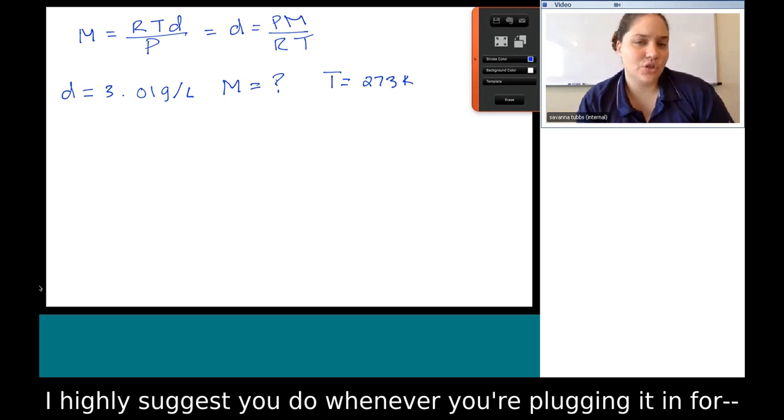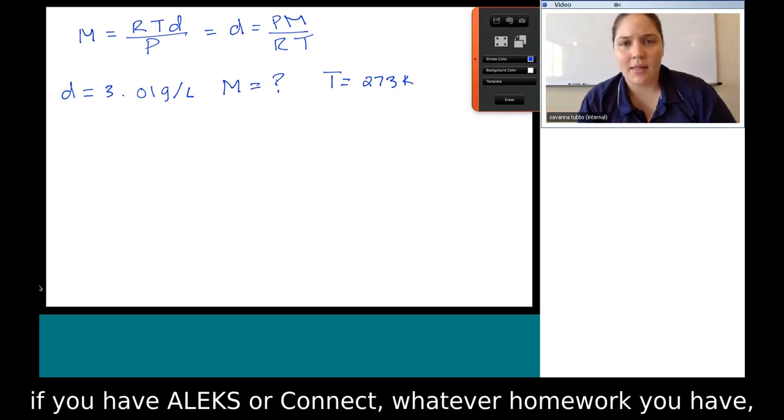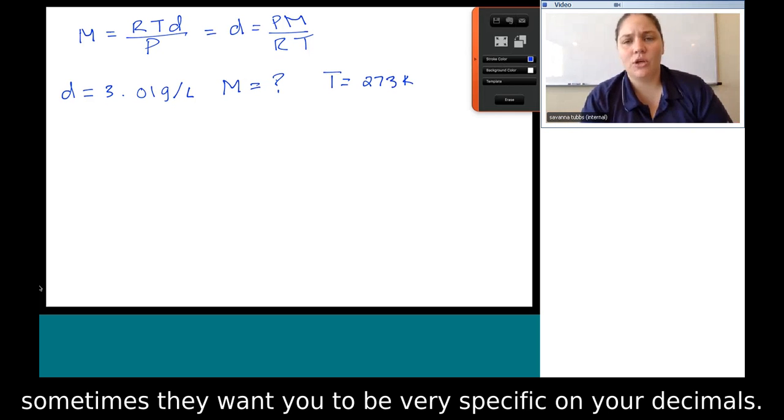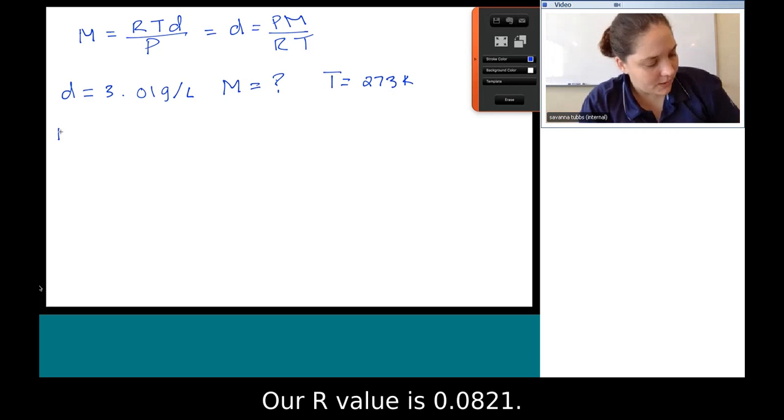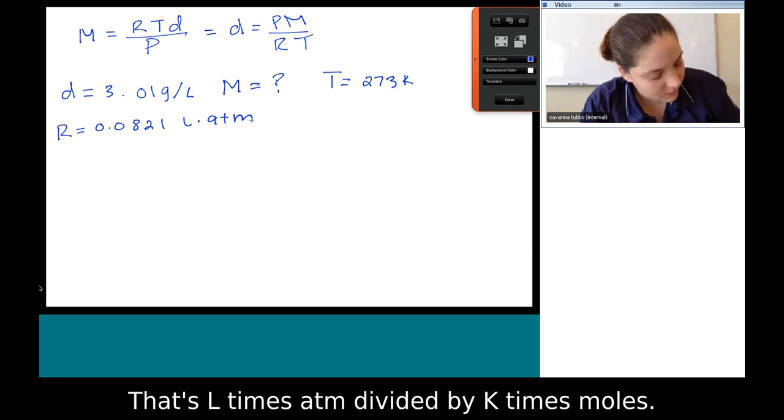I highly suggest you do whenever you're plugging it in, if you have Alex or Connect, whatever homework you have. Sometimes they want you to be very specific on your decimals. If so, make sure you do 273.15 here. Our R value is 0.0821. It's L times ATM divided by K times moles.